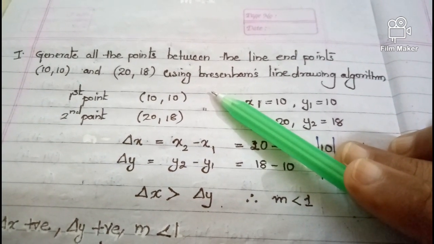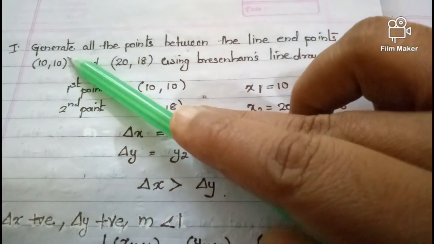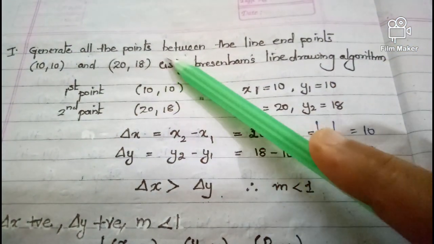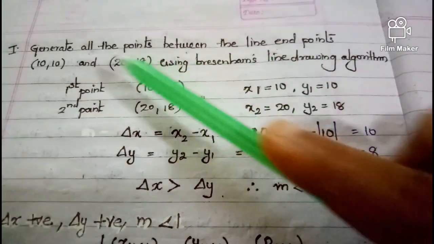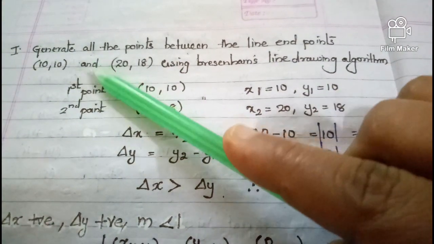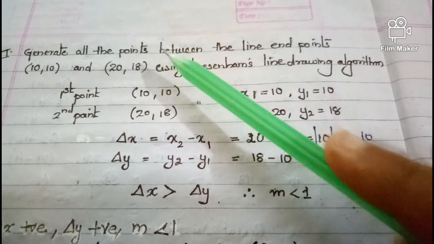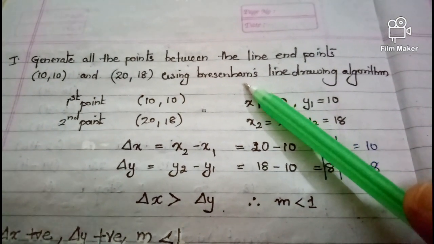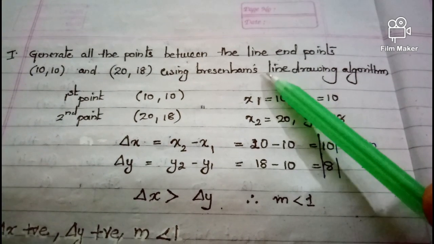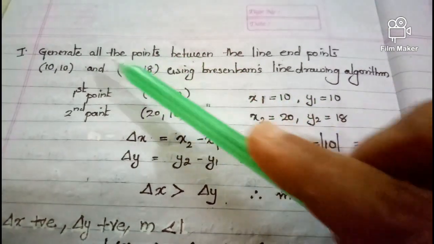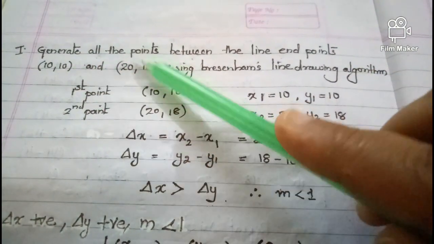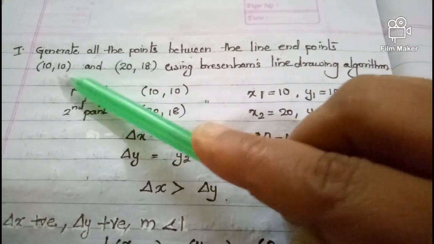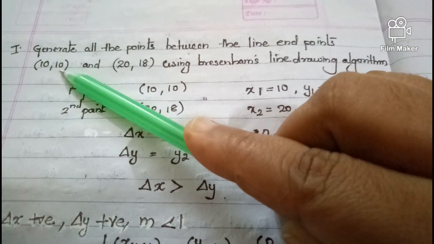Let us start with our first question. Suppose you are given a question like this: generate all the points between the line endpoints (10, 10) and (20, 18) using Bresenham's line drawing algorithm. So it is clear that you have to use Bresenham's line drawing algorithm and only two inputs are given to you, that is the starting point and the ending point. So we can write in this fashion.